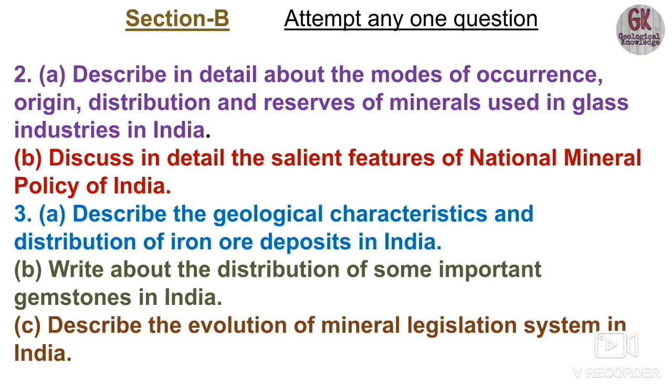2B is discuss in detail the salient features of the National Mineral Policy of India. Salient features means the important features or important aspects of the National Mineral Policy that you have to write down. 3A is describe the geological characteristics and the distribution of iron ore deposits in India.